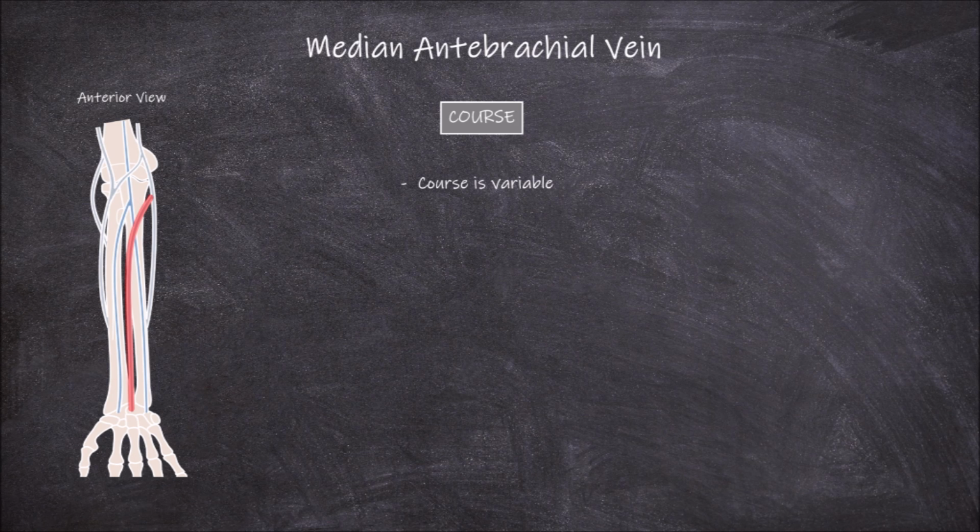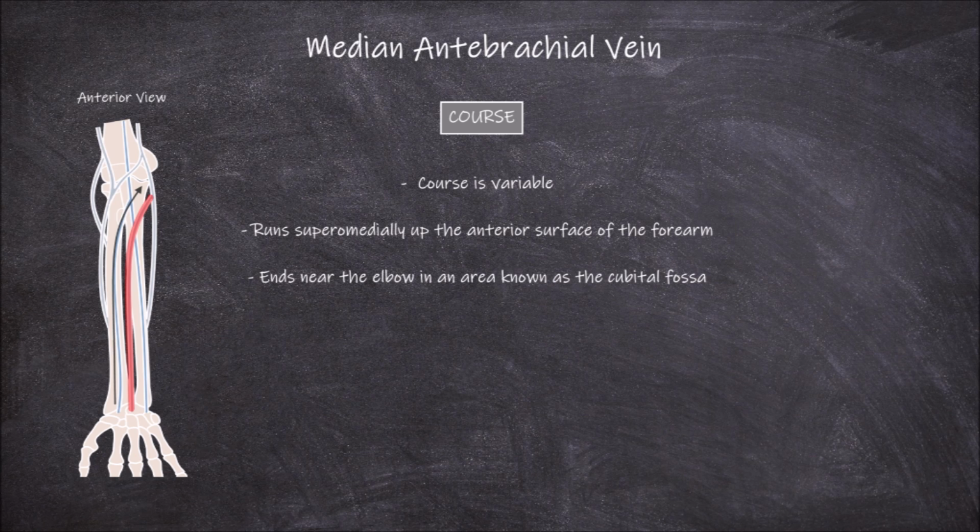What is the course of this vein? The course of this vein is variable. This vein runs superior-medially up the anterior surface of the forearm towards the elbow. This vein ends near the elbow in an area known as the cubital fossa by uniting with the basilic vein.